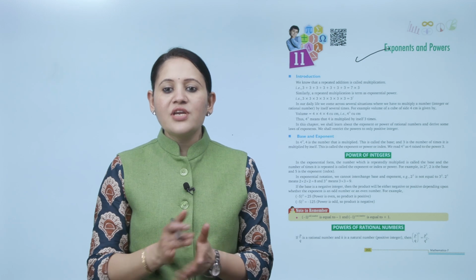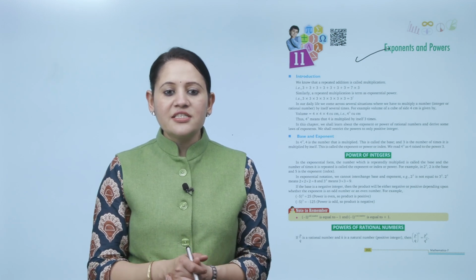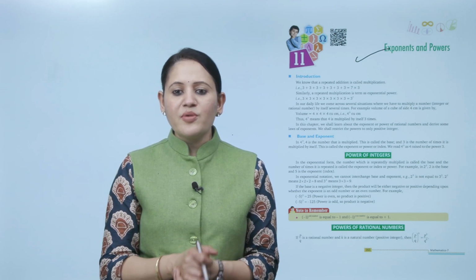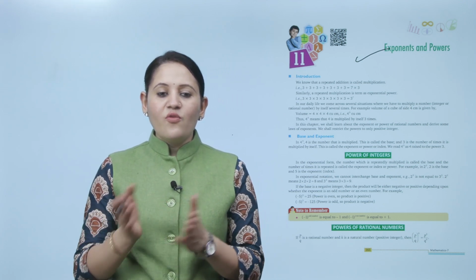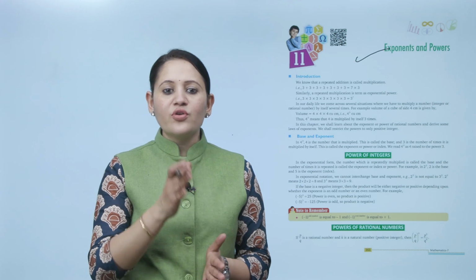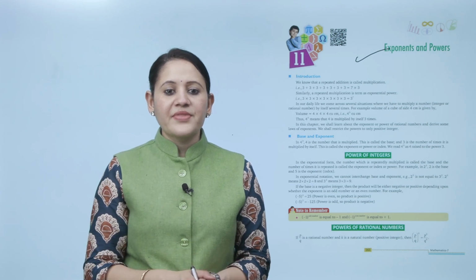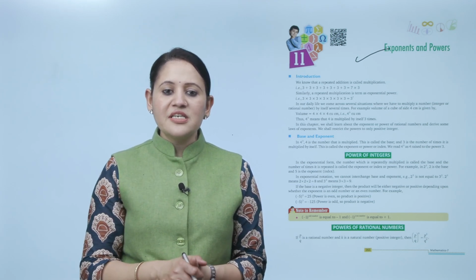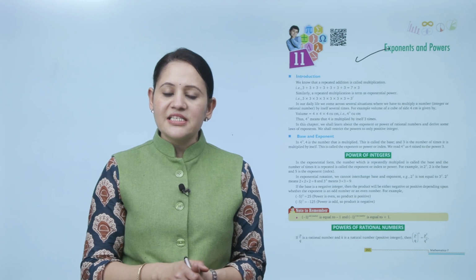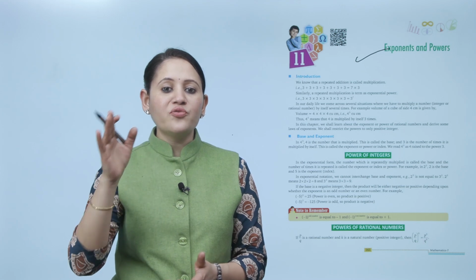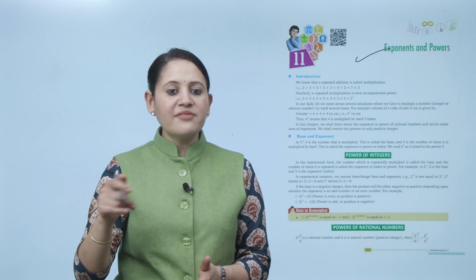In our daily life, we come across several situations where we have to multiply a number, integer or a rational number by itself several times. For example, the volume of a cube of side 4 cm is given by volume equals 4 into 4 into 4, because for a cube the unit is cubic centimeter. Clear? Or we can write 4 to the power 3 cubic centimeter. This means 4 to the power 3 means 4 is multiplied by itself 3 times, that is 4 into 4 into 4.